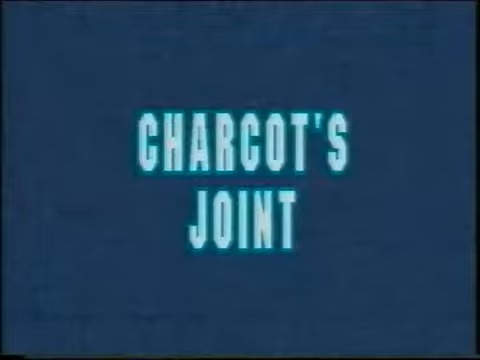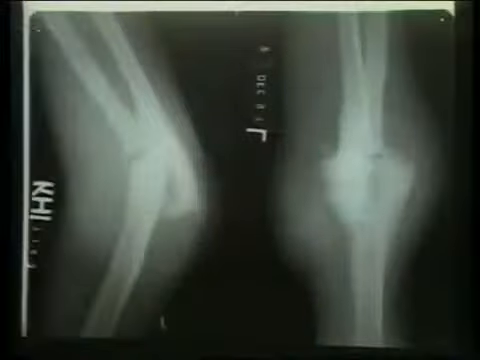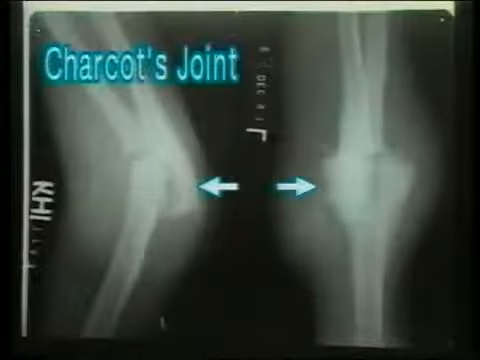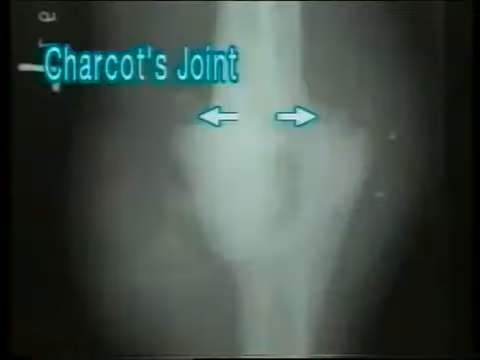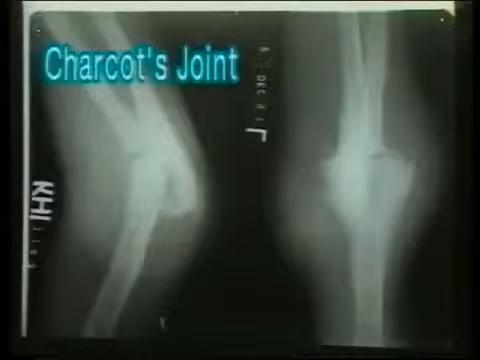Charcot's joints. Note the gross disorganization of this elbow joint, which clinically was painless and showed abnormal mobility. This is a neuropathic joint or Charcot's joint. Both the bones show new bone formation outside their border, which is a fracture callus and fragments due to repeated injury. There is increased bone density in both the bones, which is the characteristic of Charcot's joints.